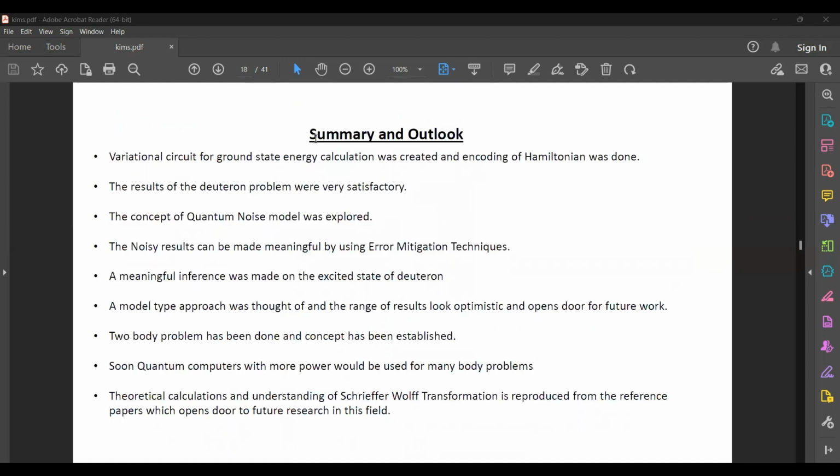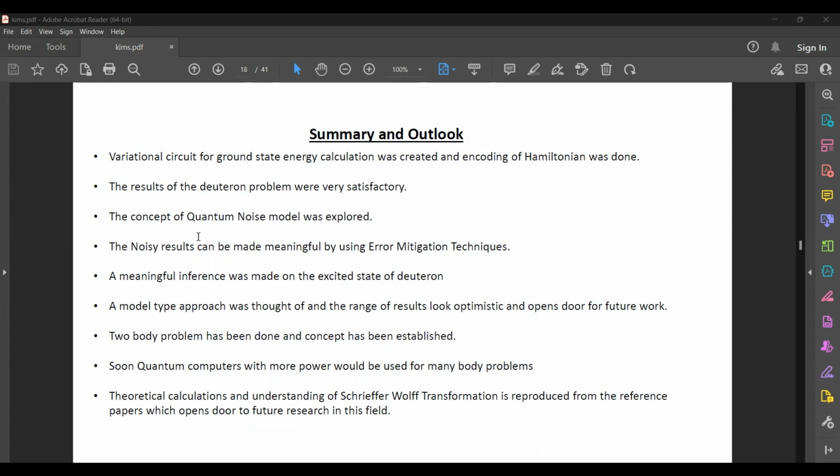And finally, I would like to give you a summary. So what I've done is I've created a variational circuit for the ground state, and then I encoded the Hamiltonian using Jordan-Wigner to convert it to a form which is easily understood by quantum computers. The results of the deuteron problem were indeed very satisfactory.